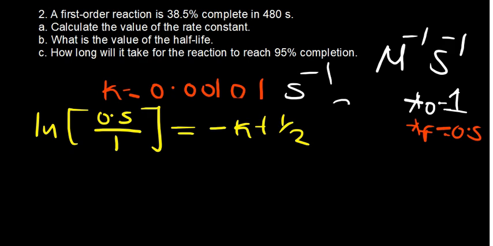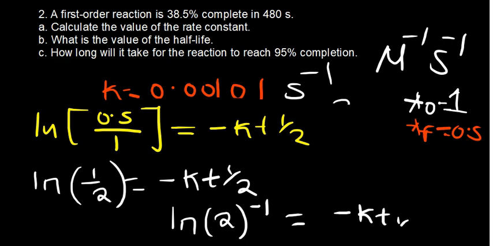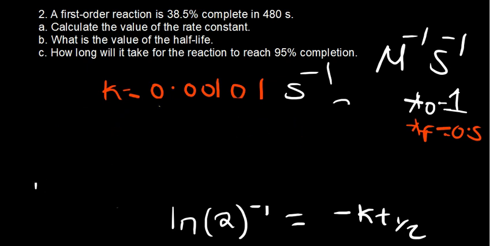So what we have now is 0.5 divided by 1, which is just 1 over 2, so the natural log of 1 over 2 is equal to negative k t 1 over 2. At this point we also know that 1 over 2 is the same as 2 to the power negative 1, which is equal to negative k t half, which is our half-life. So our goal is to make the half-life the subject. What do we get to have?